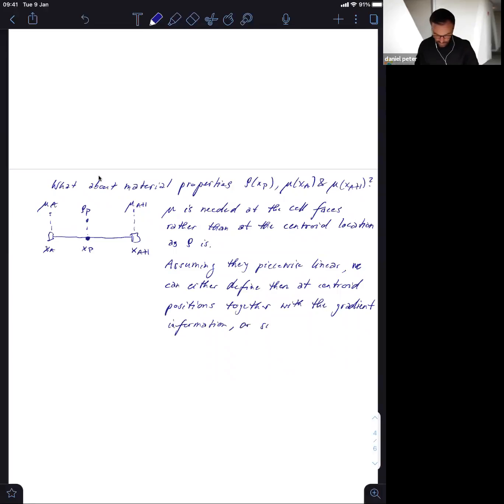Or, which is probably simpler, we simply specify them at the cell boundaries or cell faces. At cell face positions. Directly.